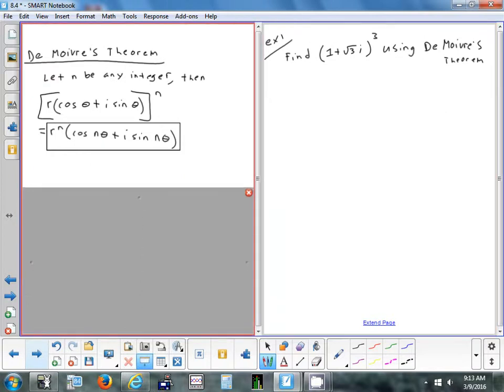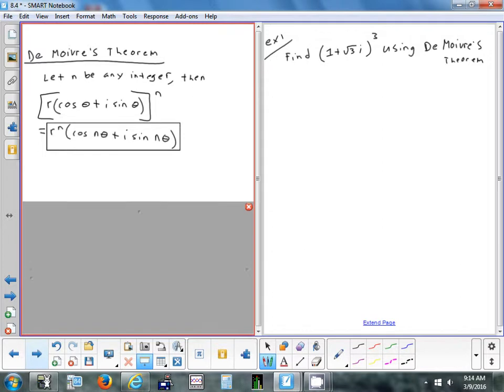All right. So the first example I'm going to give you, it's just cubing something. So there's a question, should we just do this the old way? 1 plus root 3 i cubed? I would say if you're cubing, it might be just as fast to do it the old way. But if you're starting to do anything to like the 5th, 6th, 10th power, it's going to be faster to do it the new way.